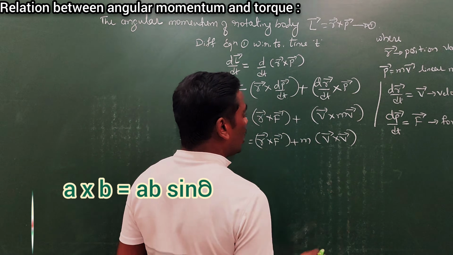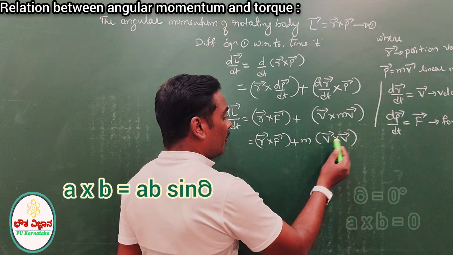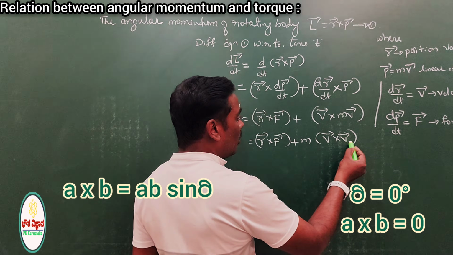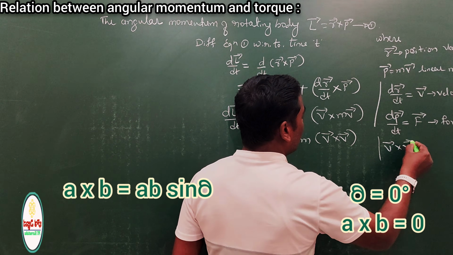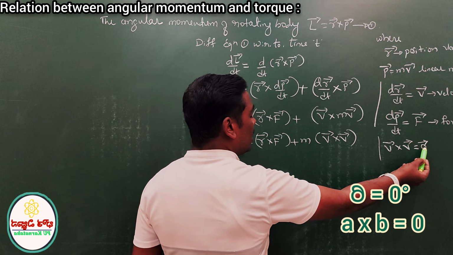You know that in the cross product of vectors, a cross b is ab sin theta. When the vectors are along the same direction, as in v cross v, the angle between them is 0 degrees. Therefore the value of v cross v is always a null vector, so it is the 0 vector.